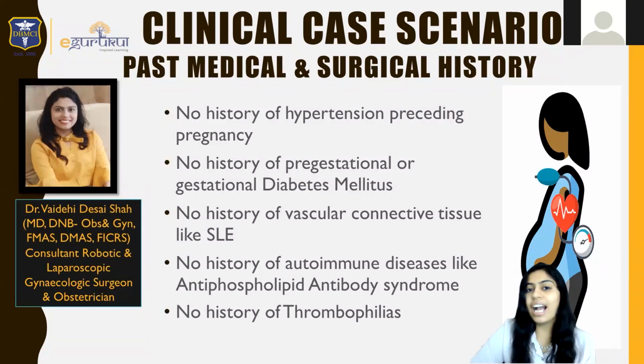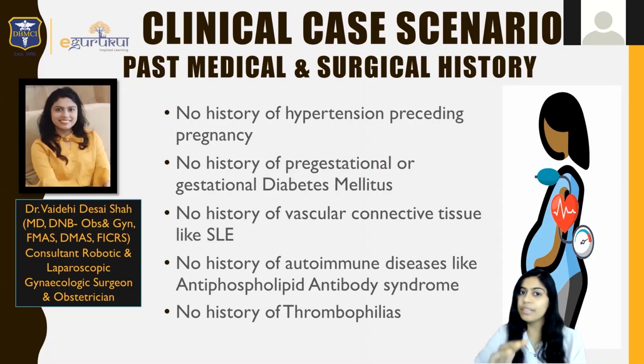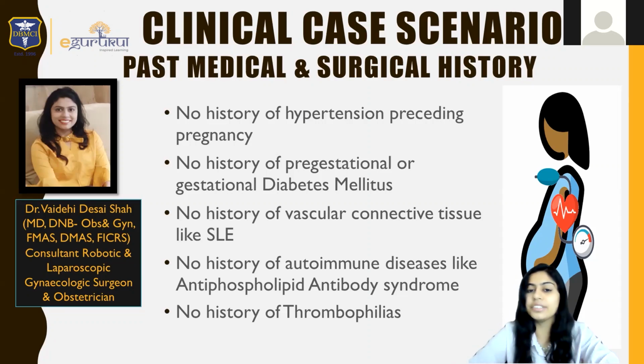When we ask about the past medical and surgical history, the patient reveals that she had no history of hypertension preceding pregnancy. By this, we are ruling out the presence of chronic hypertension. She was not a known hypertensive case. It was just that she had these problems only now, right?